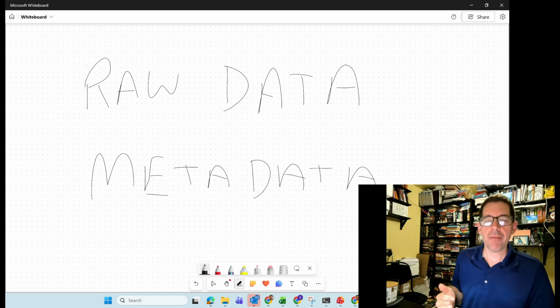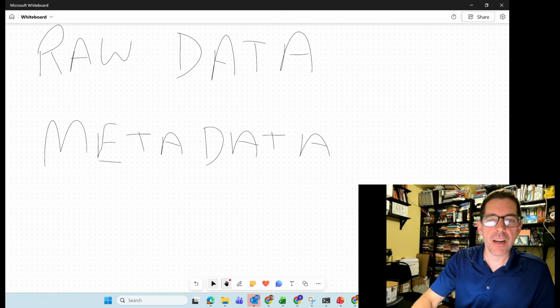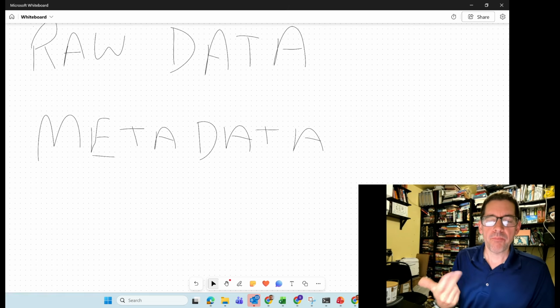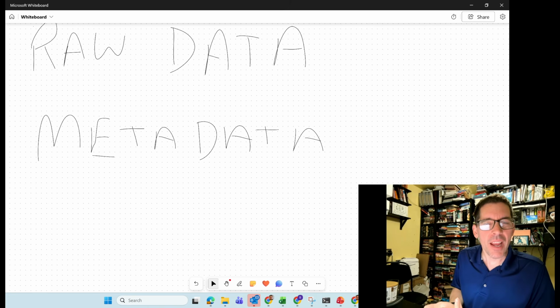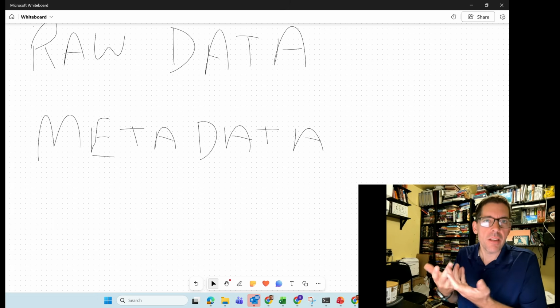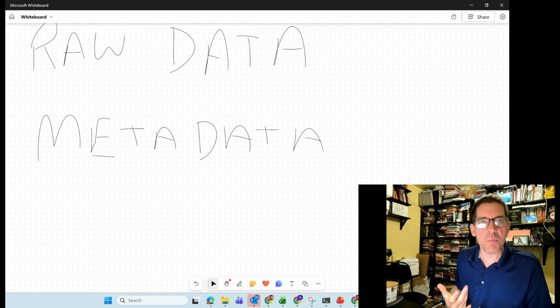So if I just have a collection of raw facts, right? I just have a whole bunch of stuff in my database. I don't really know what that stuff is, right? So metadata describes what it is for me. It tells me, what does this column mean? What does this collection of things mean, right? So it describes the data itself.